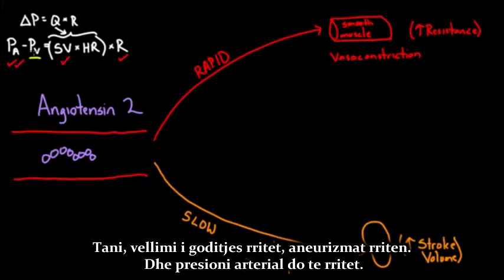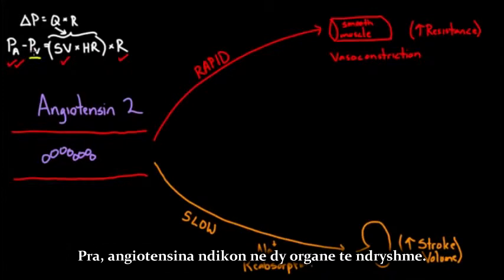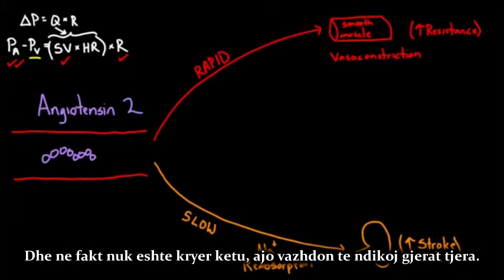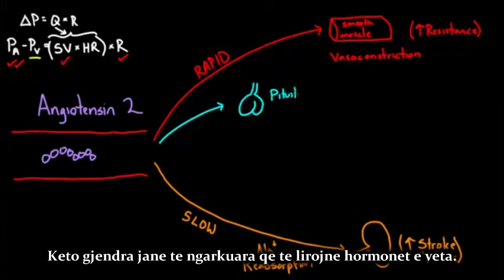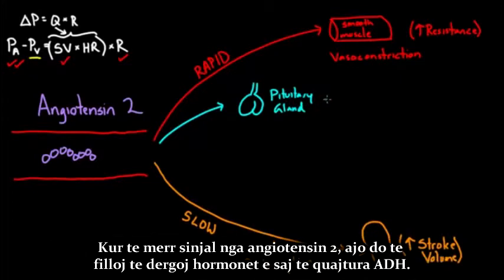So here's a double check for that. So now stroke volume goes up and your resistance goes up, your arterial pressure is definitely going to start going up. So angiotensin affects 2 different target organs, and actually it's not even done there. It continues to affect other things. So it even has an effect on the pituitary gland. So this is your pituitary gland, and the pituitary gland is actually in charge of releasing hormones of its own. And so when it gets a signal from angiotensin 2, it'll start sending off its own hormone called ADH.